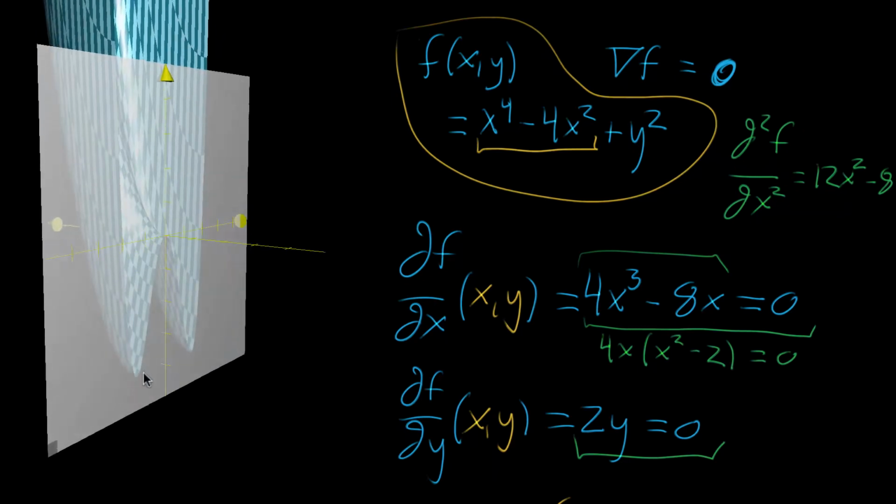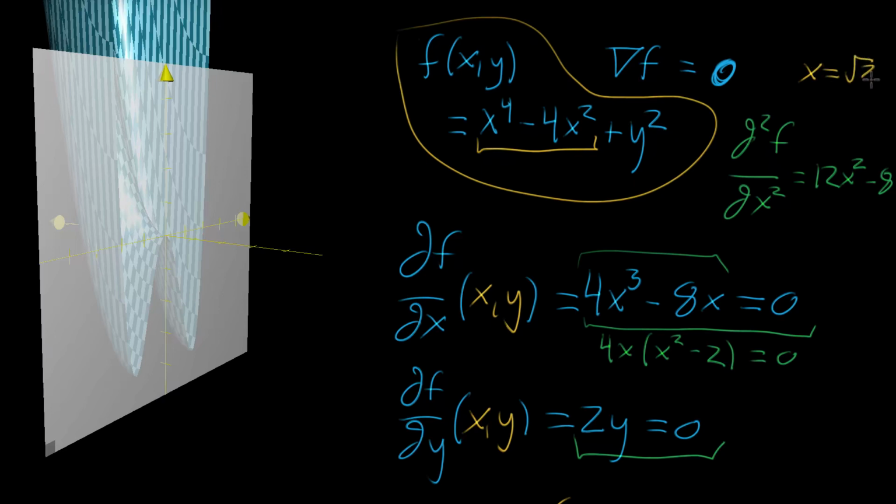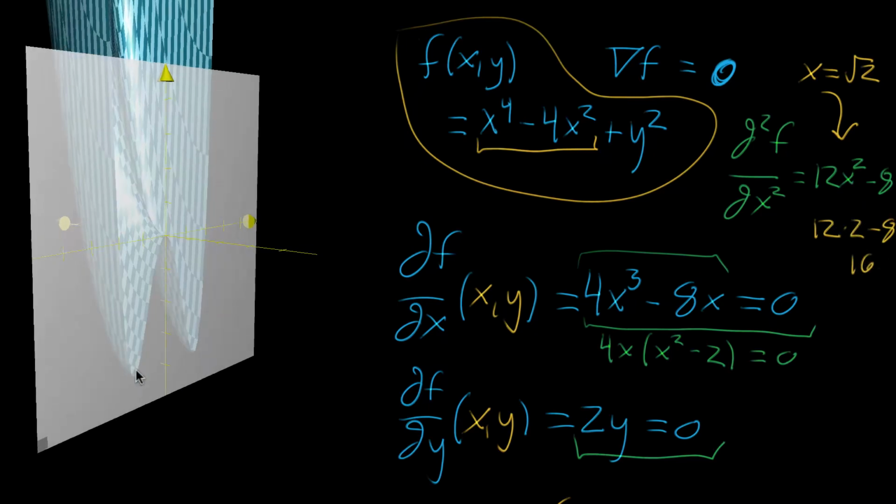So these bottom 2 points here correspond to plus and minus x equals the square root of 2. If we think about the case where x equals the square root of 2, and we plug that into the expression, what are we going to get? Well, if x equals square root of 2, then x squared is equal to 2. So that's 12 times 2 minus 8. That's 24 minus 8, and we're going to get 16, which is a positive number, which is why you have positive concavity at each of these points.